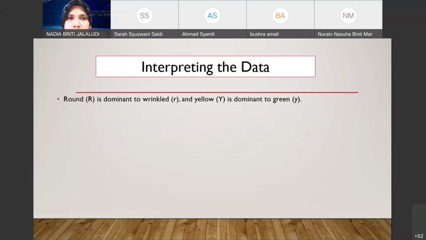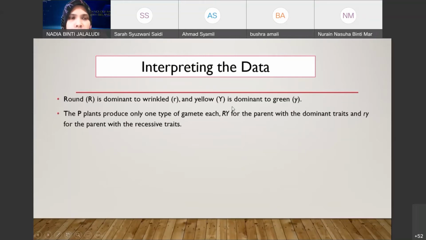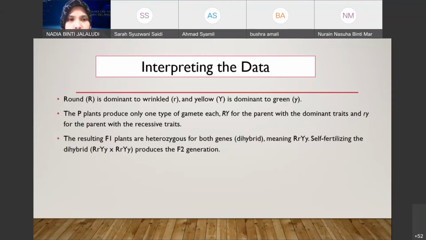So how do you interpret this data? Round is dominant to wrinkled and yellow is dominant to green. So the parent plants produce only one type of gamete each: RY for the parent with the dominant traits, R besar Y besar, and r y, R kecil Y kecil, for the parent with the recessive trait. So the resulting F1 plants are heterozygous for both genes.